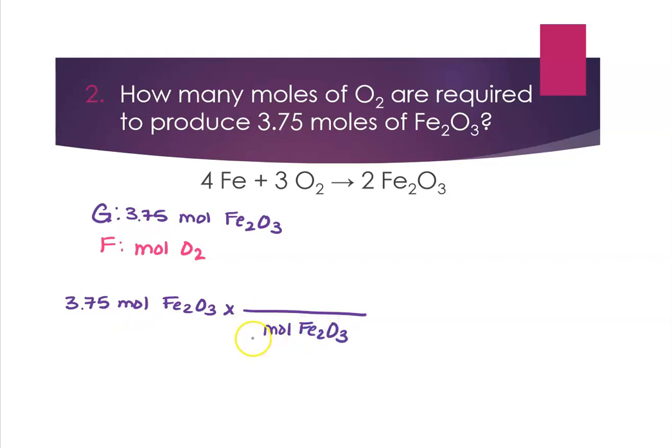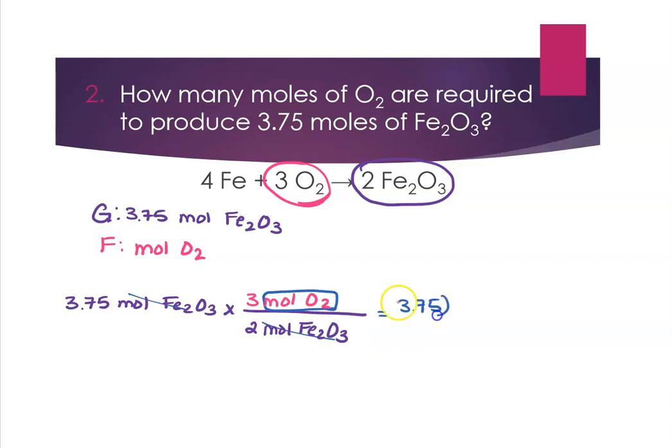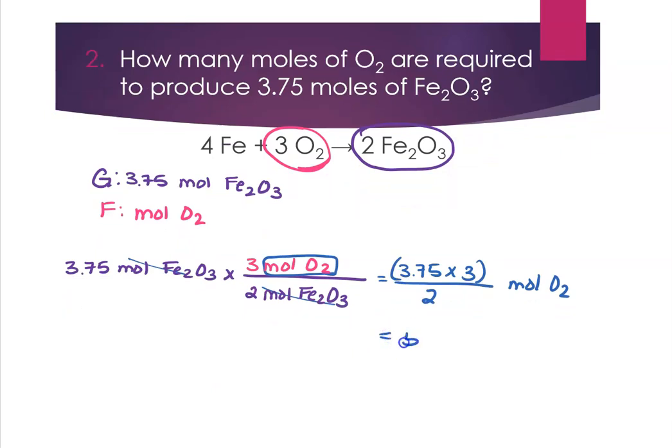And then I need to figure out what number to put with my moles. So I go back to my equation, and there are 2 Fe2O3s, so that means that there's 2 moles of Fe2O3. On top, I put O2 because that's what I'm looking for, so that'll be moles of O2. And again, I go to my equation, and I see that the coefficient in front of the O2 is 3, so I have 3 moles of O2. So moles of Fe2O3 cancel with moles of Fe2O3, and I am left behind with moles of O2. All right, so this would be 3.75 times 3 divided by 2 moles of O2.